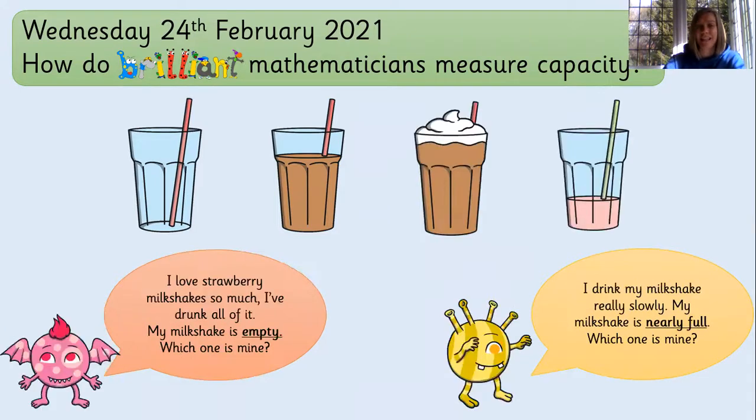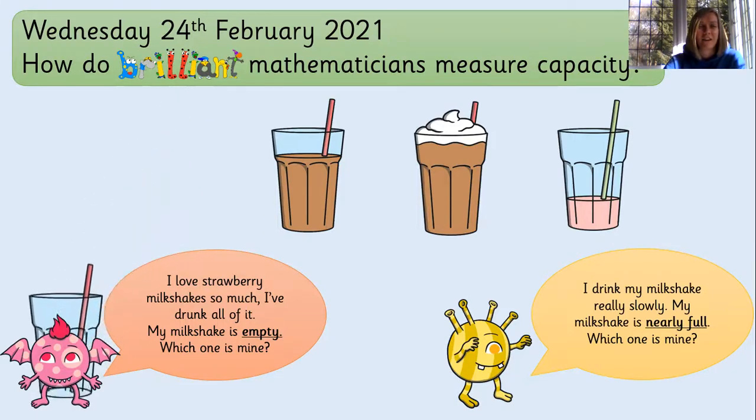Now we've got 2 more monsters to help. So let's have a little look. We've got a pink winged monster down here. And she says, I love strawberry milkshake so much, I've drunk all of it. My milkshake is empty. Which one is mine? Come on then, which is the empty container, the one that has had the delicious strawberry milkshake in? It's already been drunk. Can you point to the empty container? Let's have a little look. Well done. All of her milkshake's gone. She found it too tasty and drank it all up.